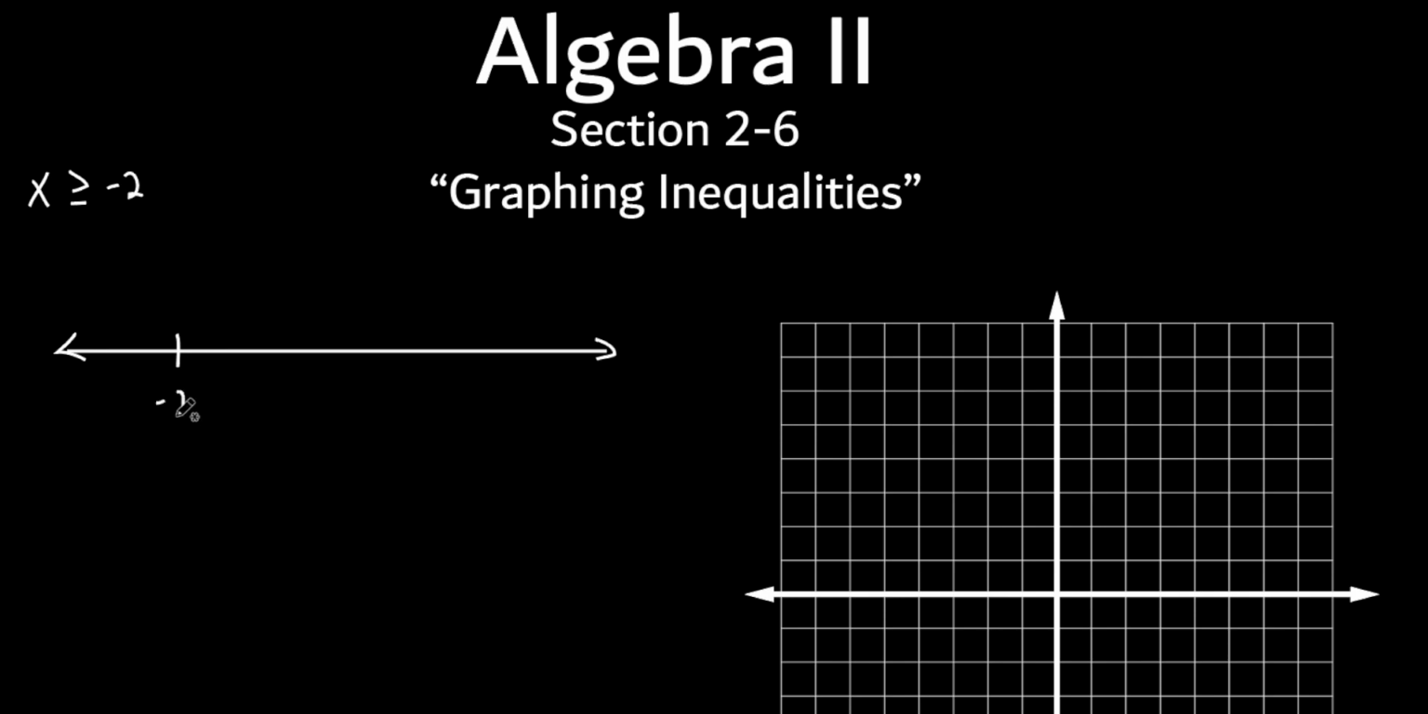You put a -2 right there, and then you would have a closed circle and everything shaded where? It's greater than, to the right, right? So we have graphed inequalities before. You did that in Algebra 1, I'm almost positive. You probably did not do what we're going to do today in Algebra 1, but they're still inequalities, and we're still going to graph, right?